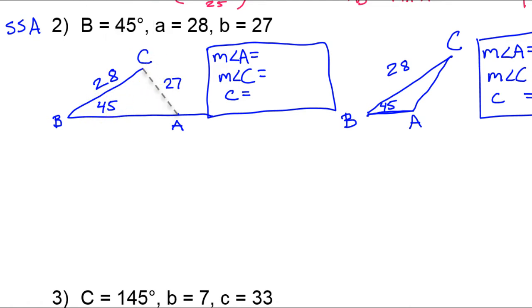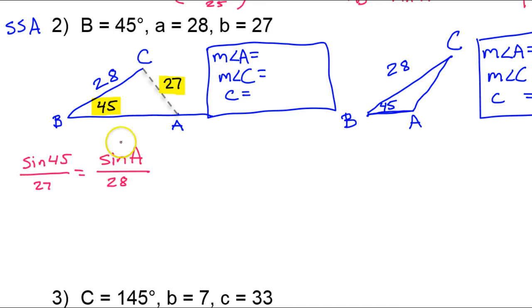So law of sines. Looking at the 45 and the 27, angle B and side B, this would be a great time to do the law of sines. So we can do the sine of 45 over 27. Okay, and I see that the angle A is across from the 28, so I could say this will equal the sine of angle A over the 28.